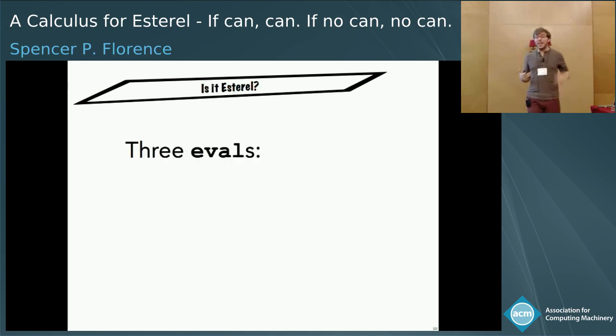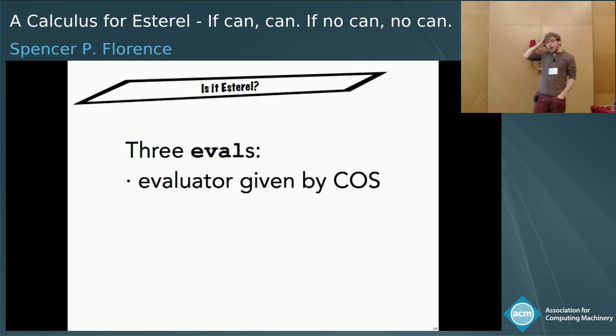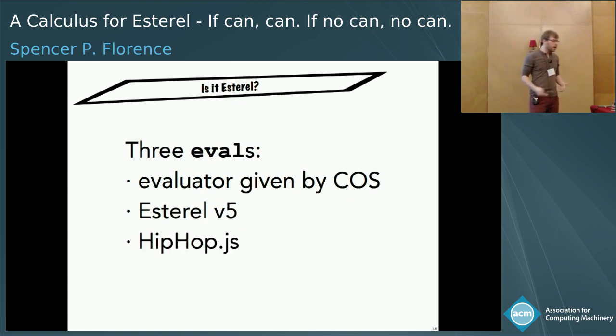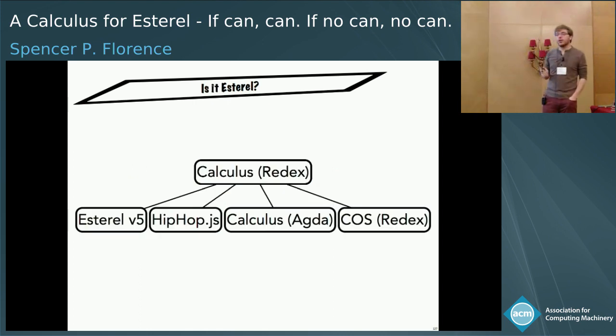And then for the evaluator, I'm actually going to pick three different evaluators. I'm going to pick the evaluator that you can get from the constructive operational semantics, the evaluator that you get from the Esterel v5 implementation of Esterel, and also the evaluator you get from HipHop.js, which is Esterel embedded into JavaScript. And the way that we've gone about doing this is we've implemented our calculus in Redex. So we now have the ability to run programs in the calculus and generate programs in the calculus. And we've written something that will convert that to Esterel v5 and run it there. It will convert it to HipHop and run it there. It will also convert it into Agda. That way we can check consistency between our Agda implementation and our Redex implementation. This was great. We found a couple of annoying bugs because of this. And we've also implemented the constructive operational semantics in Redex, and we run it there as well.